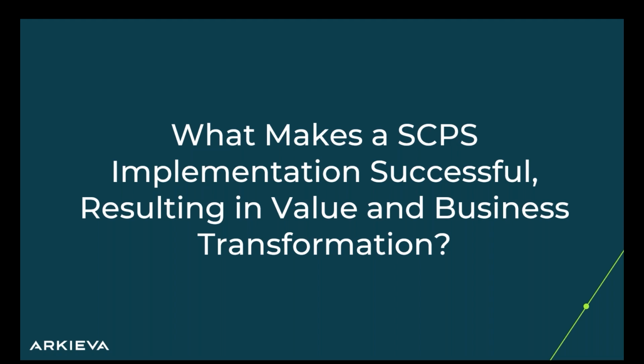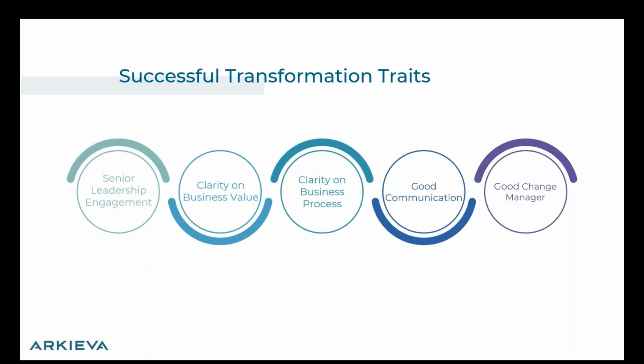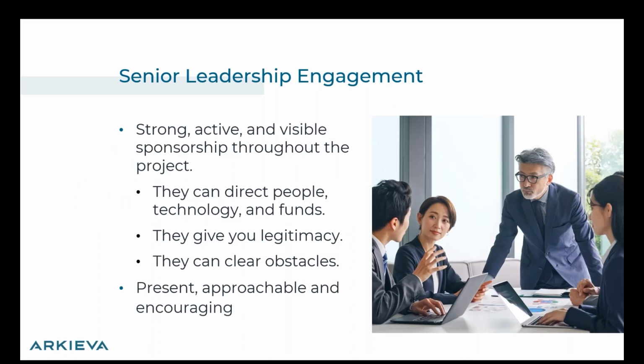All right, so let's talk about what makes a supply chain planning solution implementation successful. And again, by successful, we are talking about resulting in business value and eventually a business transformation. So there are certain seeds of change that companies need in order for these things to be successful. Just from left to right, it has to do with the right leadership involvement. It has to do with the clarity on the business value, the clarity on business process. A lot of good communication is needed. A lot of good change management is needed. So let's take them one at a time.